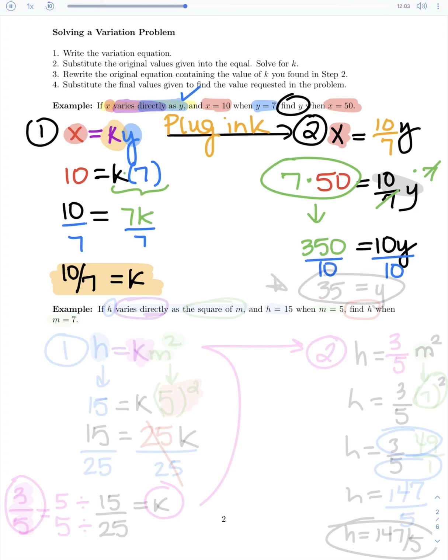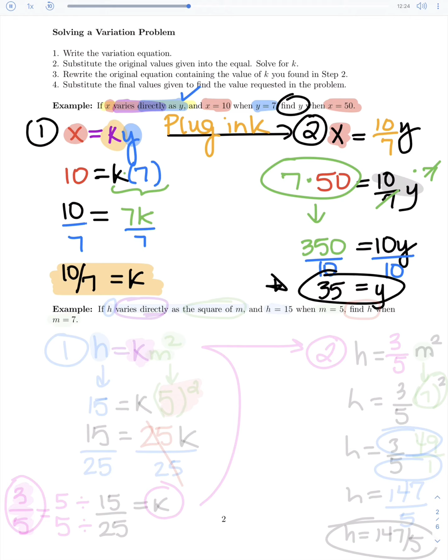And that would get you that y equals 35. And that's your final answer. These take quite a bit of practice just to get used to, but the steps are always the same. Let's take a look at the next problem.